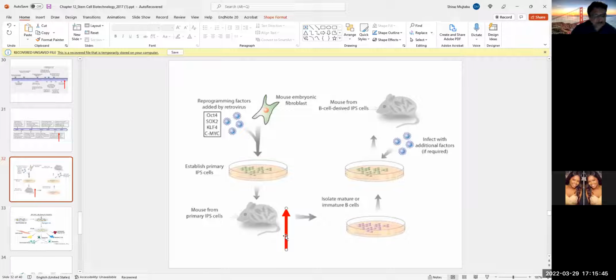So what have we talked about till now? We talked about human embryonic stem cells. We talked about adult stem cells. We talked about induced pluripotent cells, where 4 genes could be inserted into mouse fibroblasts, and these fibroblasts can then develop into primary induced pluripotent cells. And these 4 genes are OCT4, SOX2, KLF4, CMYC.